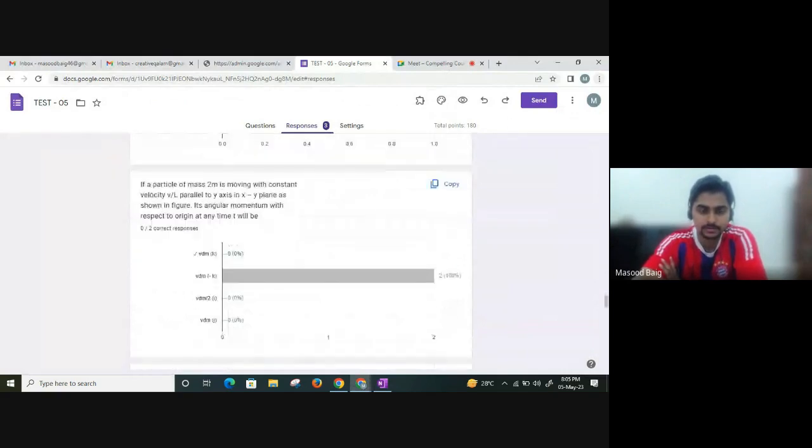This also people have done wrong. Let us see. A particle of mass 2m is moving with constant velocity parallel to the y-axis in the xy plane. Its angular momentum about the origin at any time t they are asking. They have given us as shown in the figure. The figure is not given here.